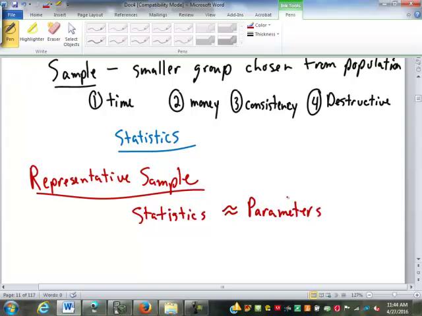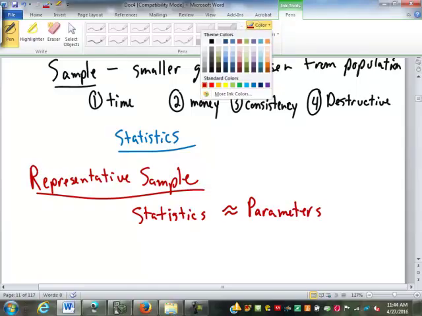So, for example, let's say that 40% of voters are going to vote for candidate A. But we take a sample, and in our sample, we get 65% are going to vote for that candidate. That's probably not a good sample.